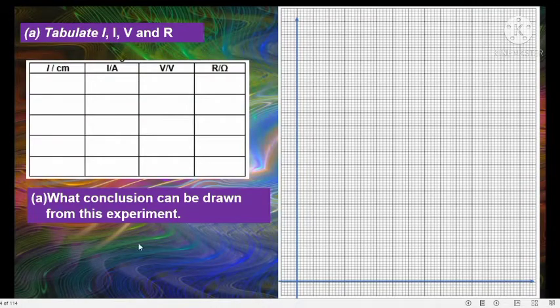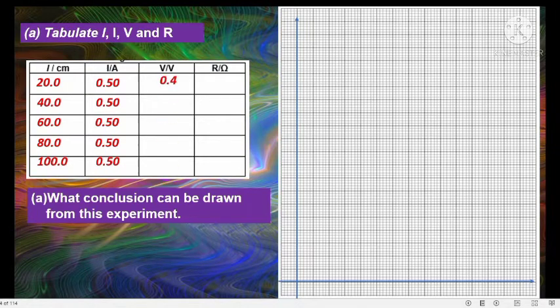Let's say we have this set of answers. You can look at the values that we get from the experiment. The lengths that we use are 20, 40, 60, 80, and 100. Use the rheostat to adjust the current to a constant value of 0.5 ampere. For each length of wire, record the reading of the voltmeter. The reading depends on the accuracy of the voltmeter, sometimes 2 dp, sometimes 1 dp.